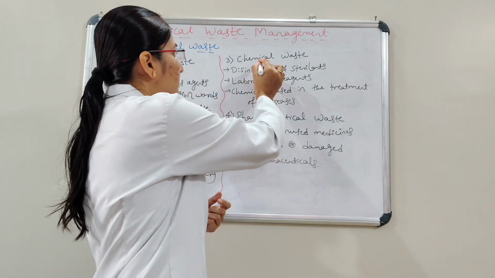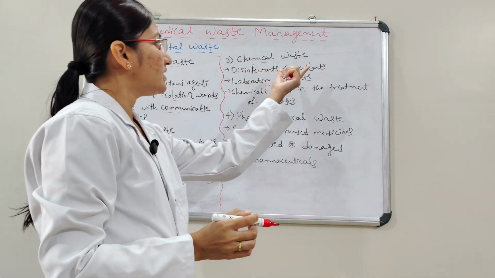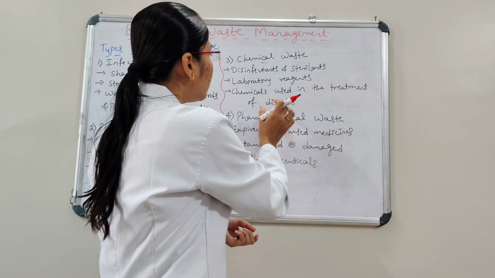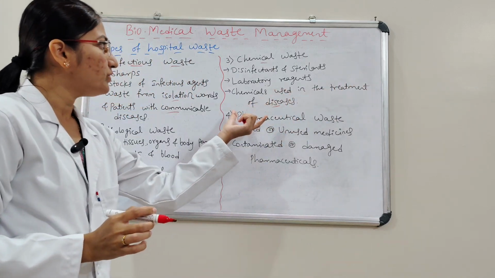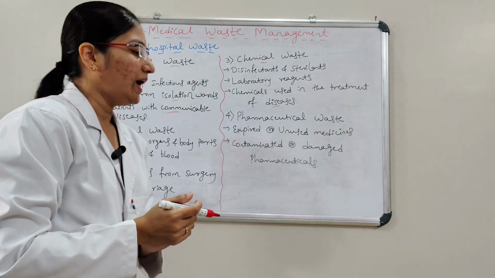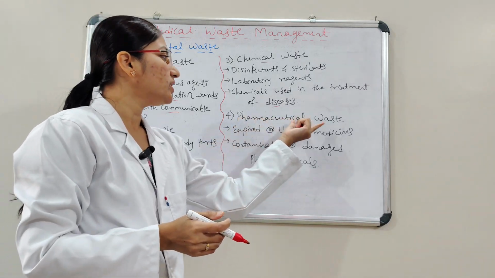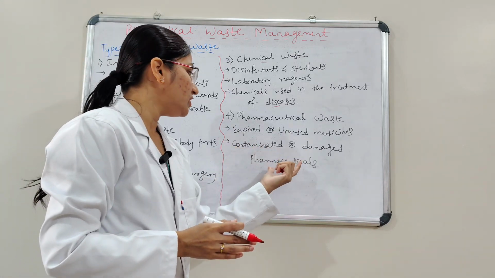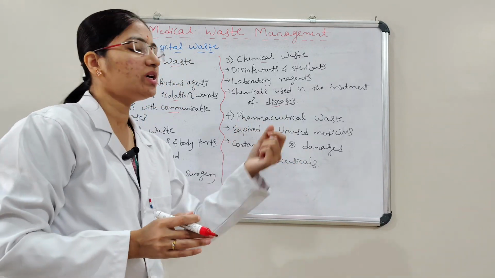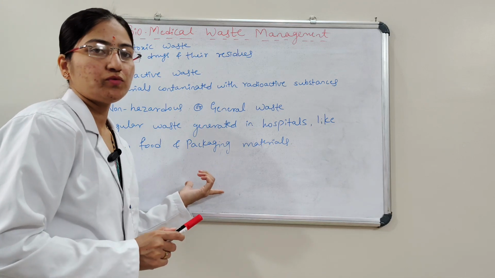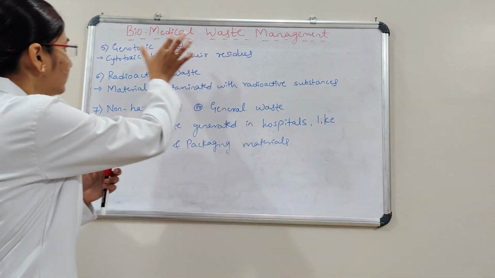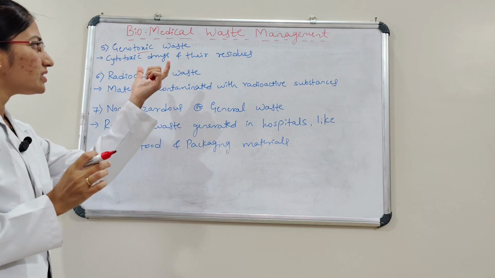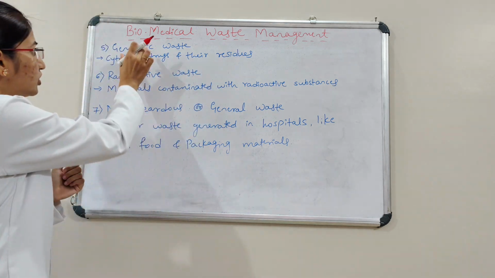And then comes the third one, that is chemical waste. Here disinfectants and sterilants, laboratory reagents, and also chemicals used in the treatment of diseases. This comes under chemical waste. And then comes the fourth one, pharmaceutical waste. Here expired or unused medicines, and also contaminated or damaged pharmaceuticals. This comes under pharmaceutical waste. These are also types of hospital waste. Then comes the fifth one, genotoxic waste. Here cytotoxic drugs and their residues come under genotoxic waste.